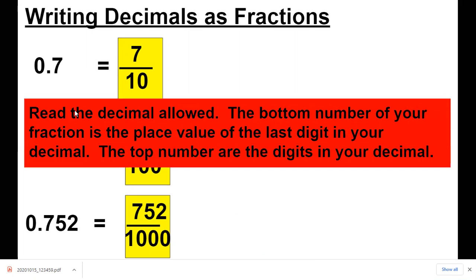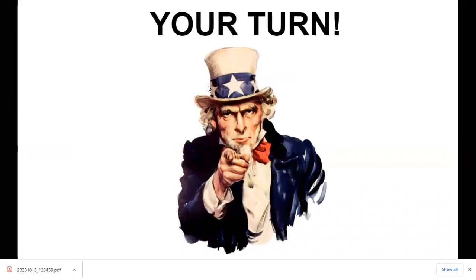Remember, read the decimal aloud. The bottom number of your fraction is the place value of the last digit in your decimal. The 2 landed in the thousandths place, so we're going to have 1,000 on the bottom. The top number are the digits in your decimal, 752. Okay, now it's your turn to write some decimals as fractions.